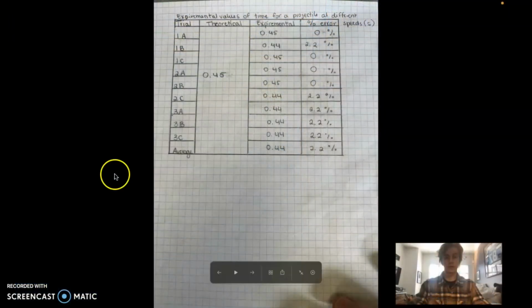So here's our result for the experiment. We first found experimental values between 0.44 and 0.45, and theoretically we find 0.45 as a result. Comparing them, we found that 0.44 is the average, and 2.2 percent is the percentage error of the experiment.